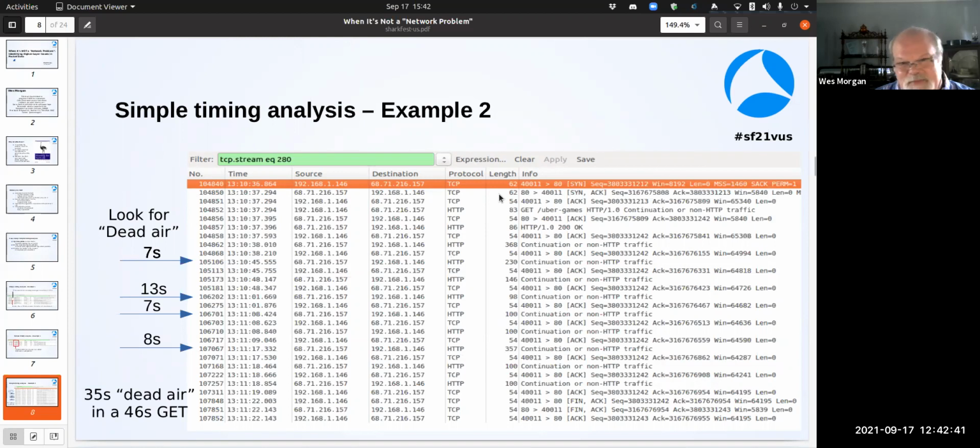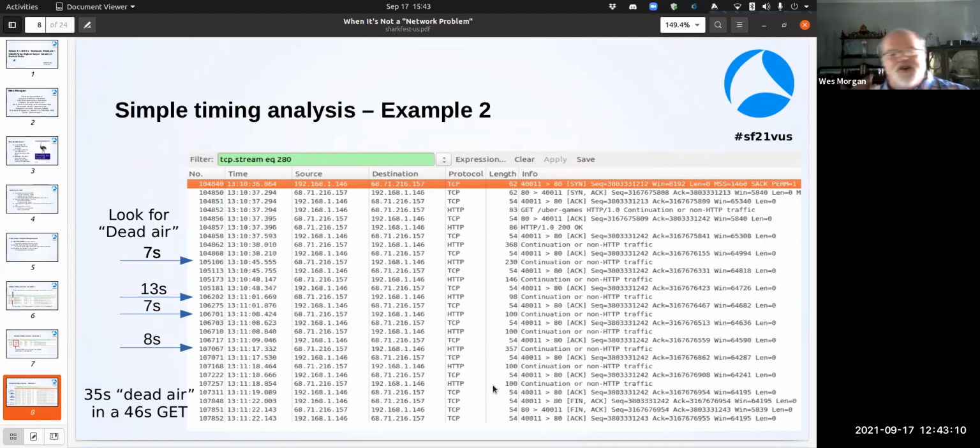And that doesn't make sense when we look at the packet lengths. There's not a lot of data being exchanged here. So there is something else going on here. Notice we don't see any retransmissions. We don't see any duplicate acks. We see no indications of congestion or packet loss. We just have a lot of dead air.